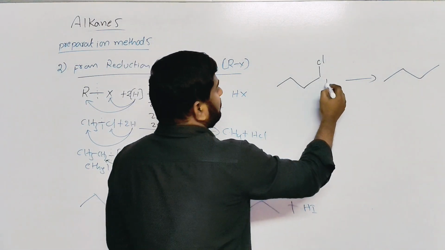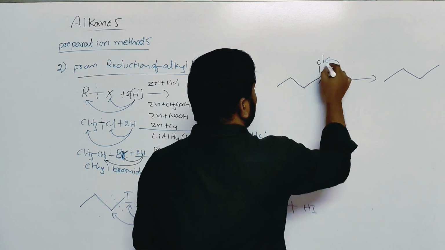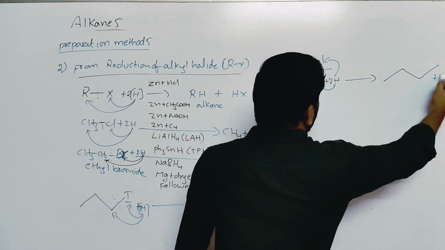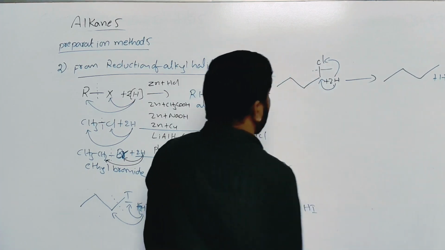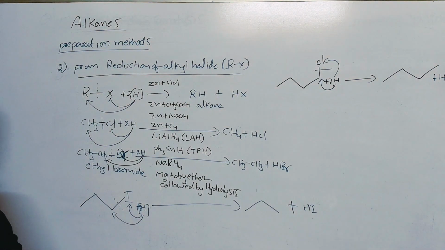So here 2H, one hydrogen to this carbon and one hydrogen to this carbon. This bond you have to break here. So in this way, if you add up, HCl will be eliminated and butane will be obtained. So in this way, from the reduction of alkyl halides, you can get the alkanes.